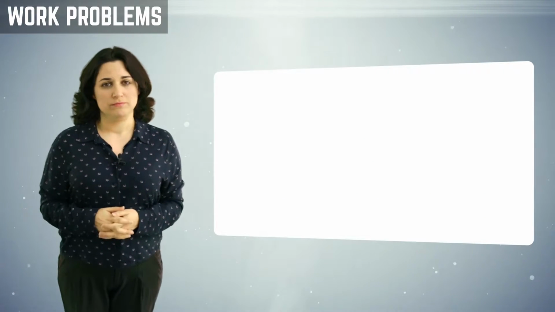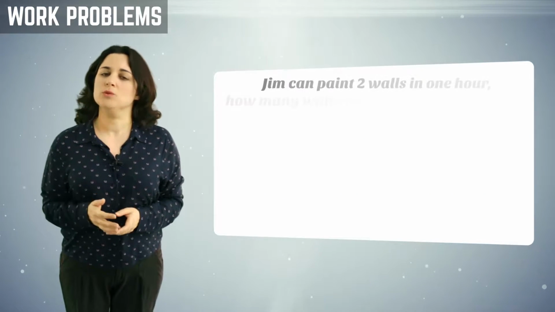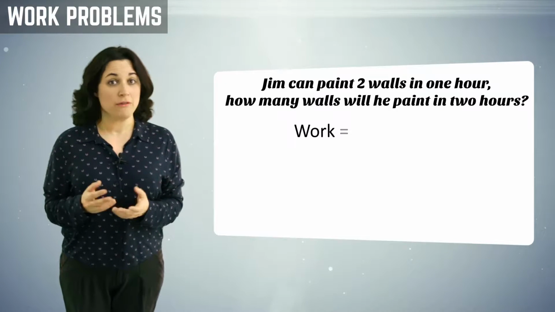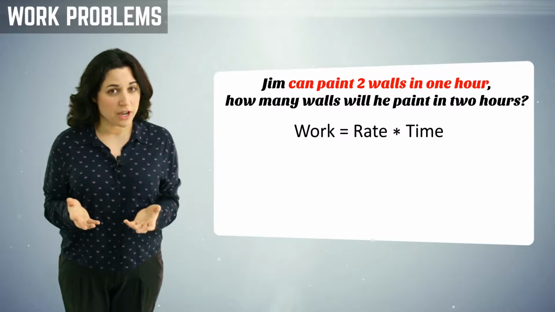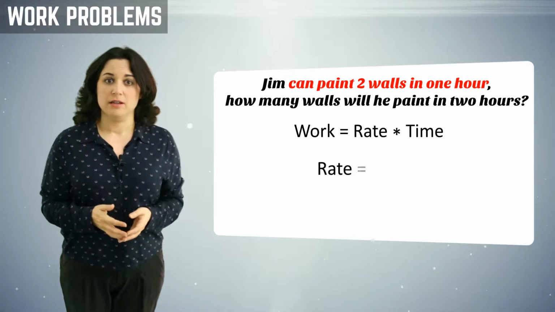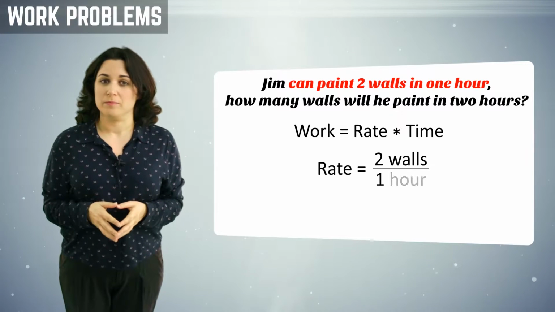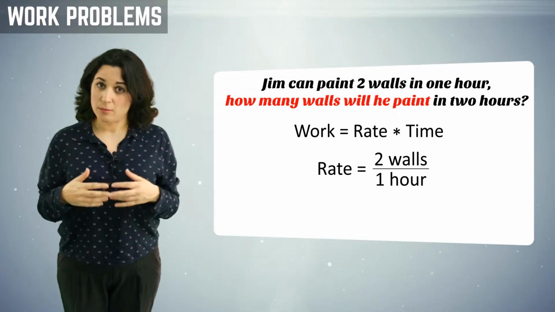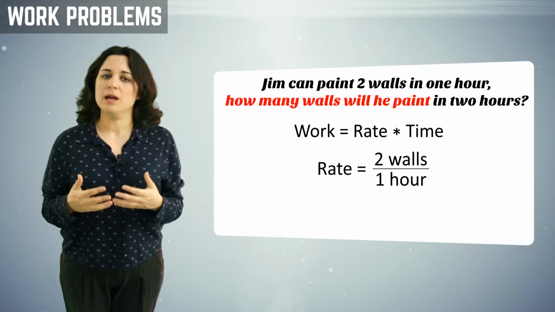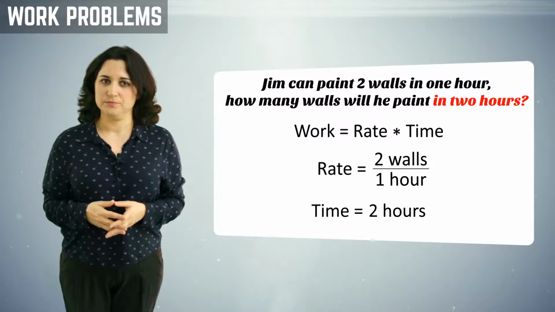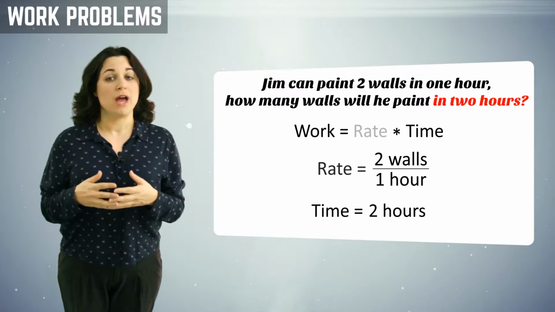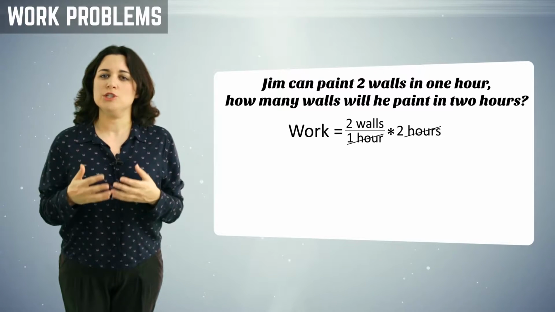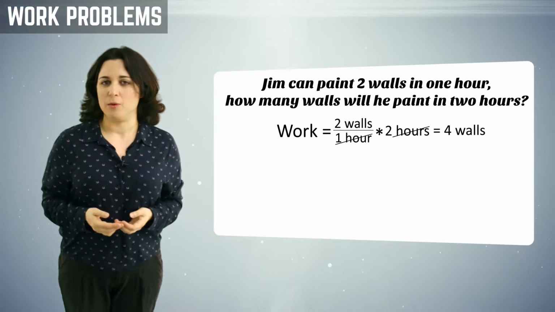Let's look at an example. Jim can paint 2 walls in 1 hour. How many walls will he paint in 2 hours? We have Jim, who can do something at a certain time. That is his rate. It's 2 walls in 1 hour. We are asked how many walls Jim will paint, or how much work will be done, within a time frame of 2 hours. So we have the rate and the time. Solving the equation, we will see that Jim paints 4 walls in 2 hours.